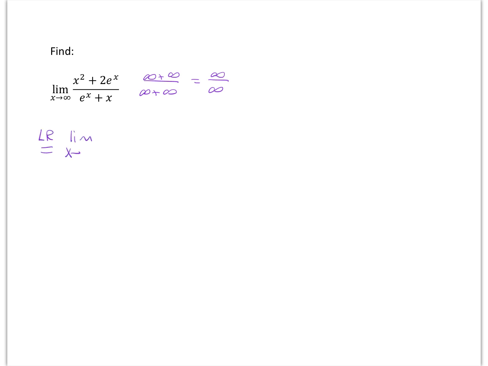Take the limit as x goes to infinity, the derivative of the numerator over the derivative of the denominator. So the numerator's derivative is 2x plus 2e to the x, and the derivative of the denominator is e to the x plus 1. Now, if I try to plug in infinity at this point, I get infinity over infinity. So I can apply L'Hopital's rule again.